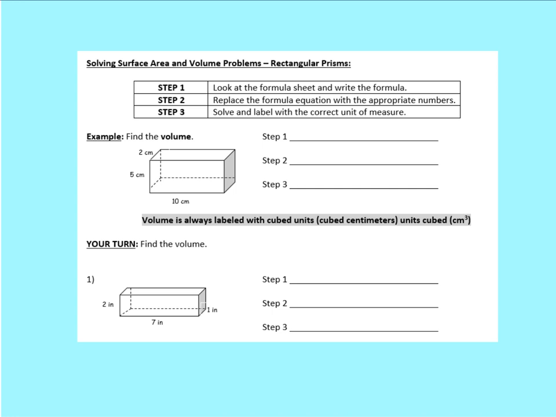So in this example, it says find the volume. We're dealing with a rectangular prism here, so our volume formula is volume equals length times width times height. We have the length is 10 here, the height of our rectangular prism is 5, and the width is 2.